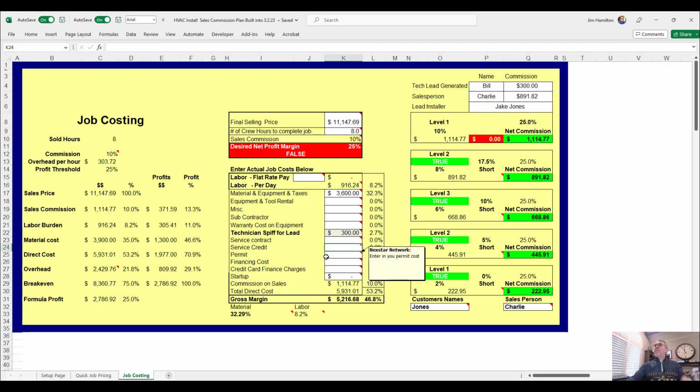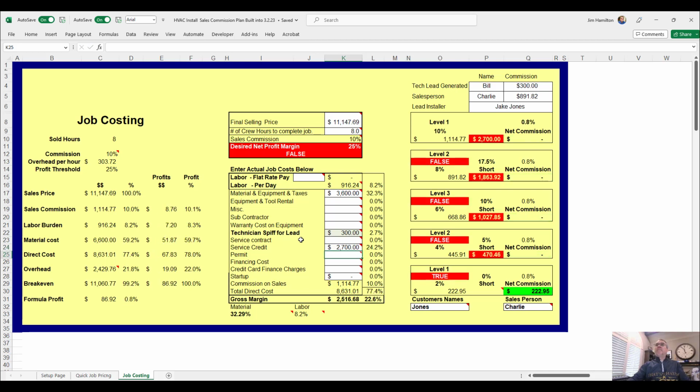That would have to be a pretty steep deal. So I'll just put in a $2,700 cost for service credit. Okay, so that brings him down here. We made 0.8%. So he still made that commission. All right. So just understand that's how that works. But we still had 10% built into this job.